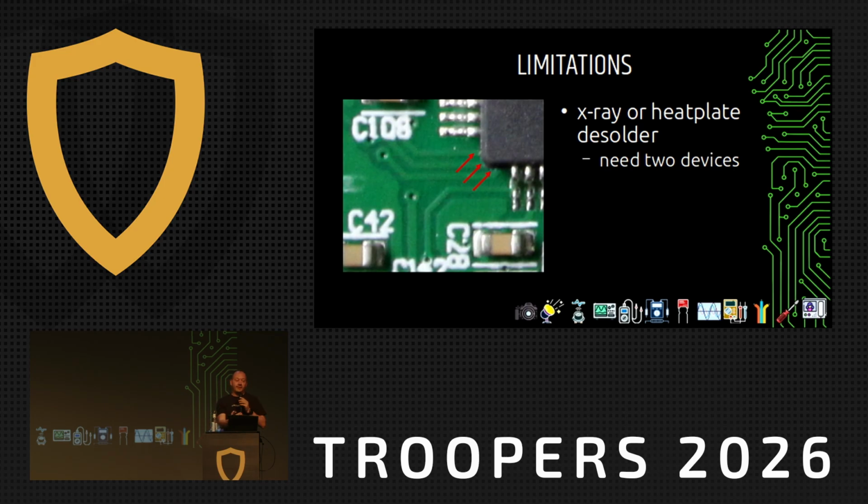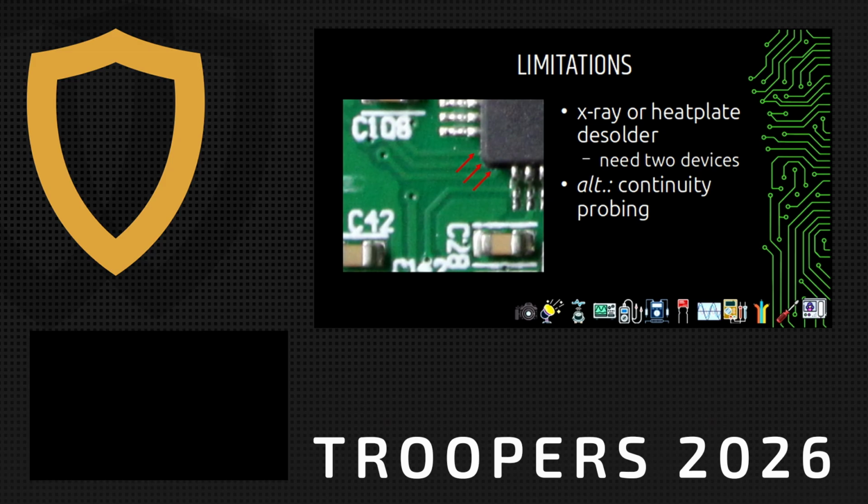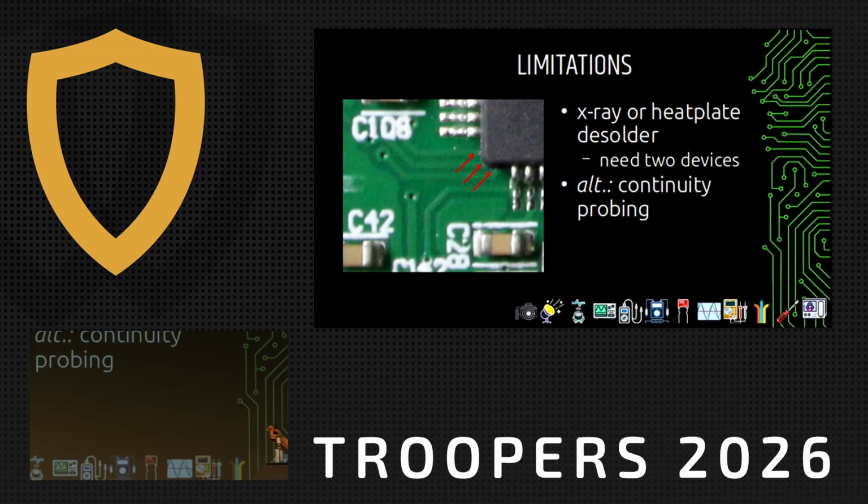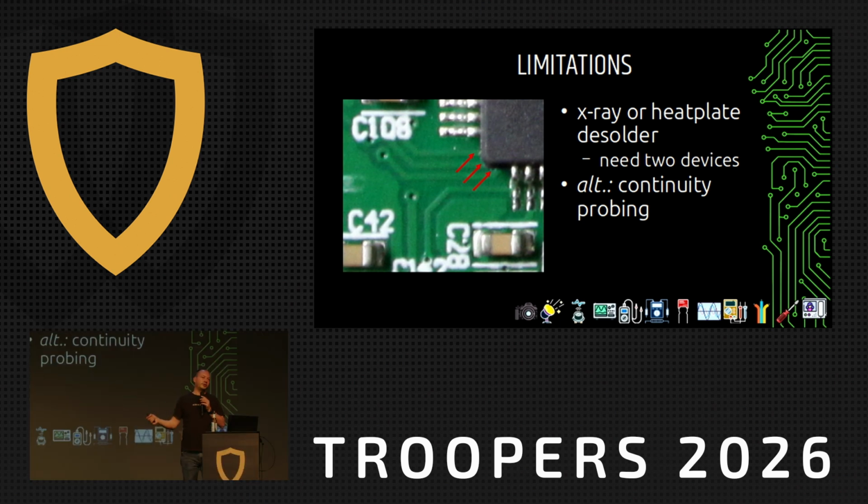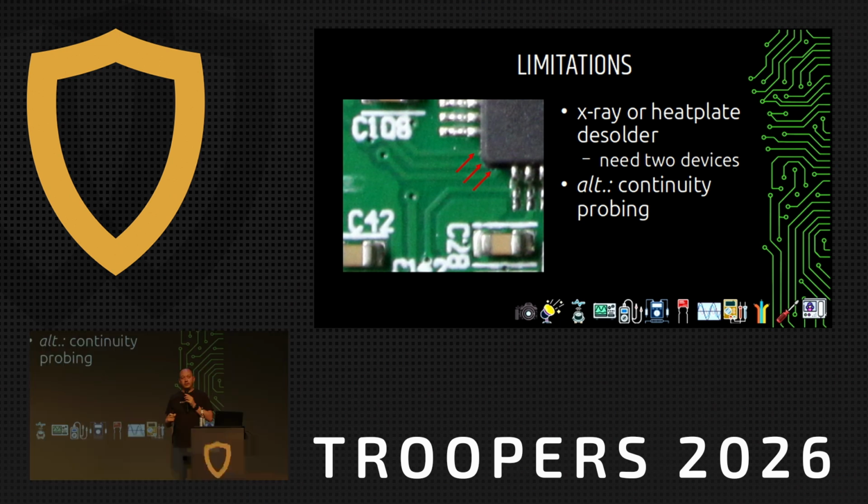The other thing you can do is use a heat plate to desolder the element, right? But then you need 2 devices because you might want to put it back. You may be able to do that, maybe not able to do that, right? So that's a limitation. Another option is continuity probing. You can use probing to connect the pins on the chip to the test points on the board, or different traces on the board. You can clear a trace up and take a look at that. So that's another thing you can do.